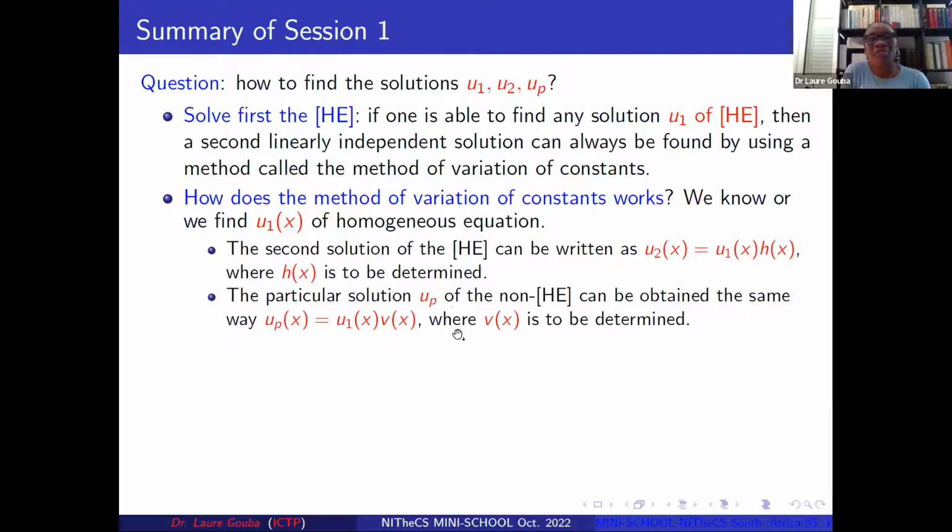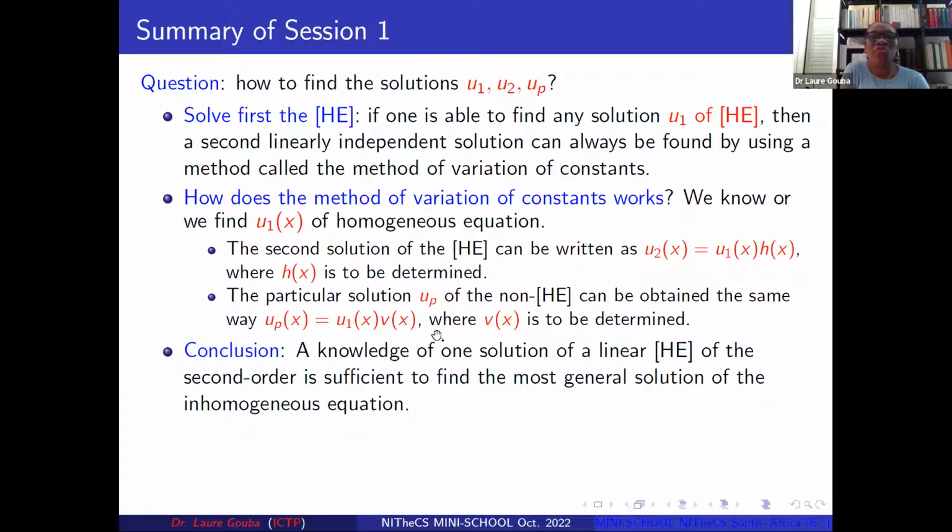And for the particular solution, it's the same again. One says that the particular solution u_p(x) is equal to u1(x), which we know, times a function v(x), and this function v(x) is determined the same way as the first one, by plugging the form of u_p, that is u1 v(x), into the non-homogeneous equation, and another set of equations comes that one solves to find v(x).